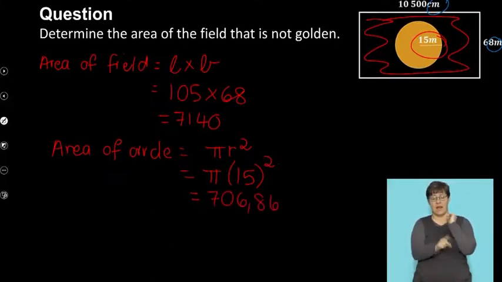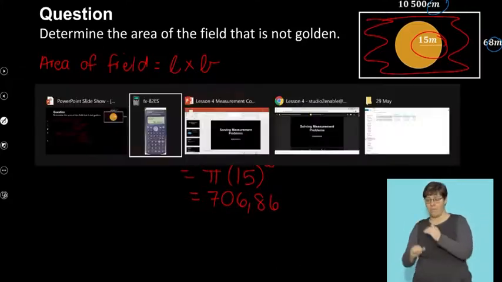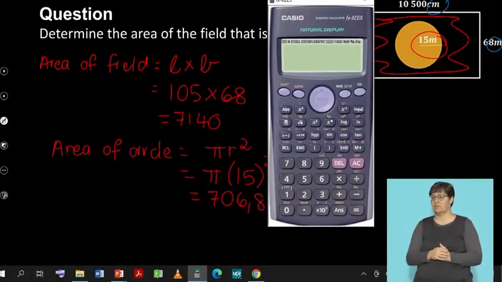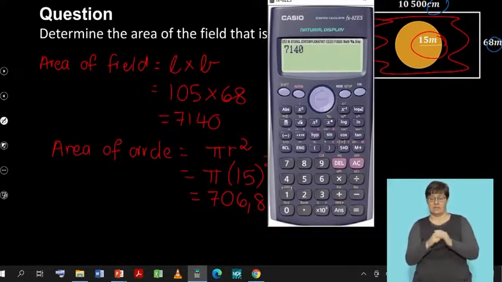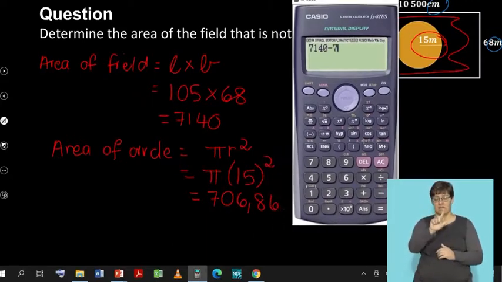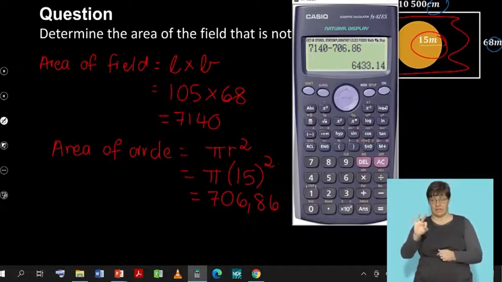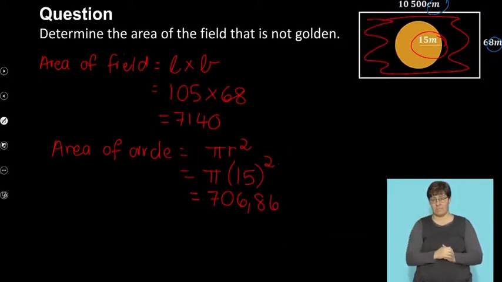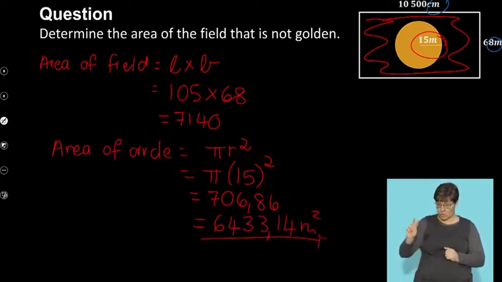And lastly, I need to find the area of this field that is not golden. So I'm going to take the area of the whole field and subtract the golden part. So I'm going to have 7,140 minus 706.86. And that's going to give me an answer of 6,433.14. And the answer will be in meters squared as it is an area.